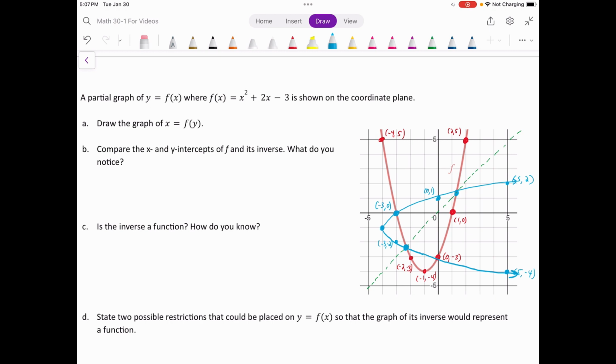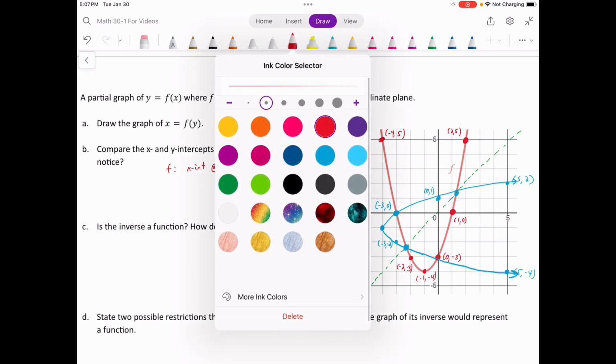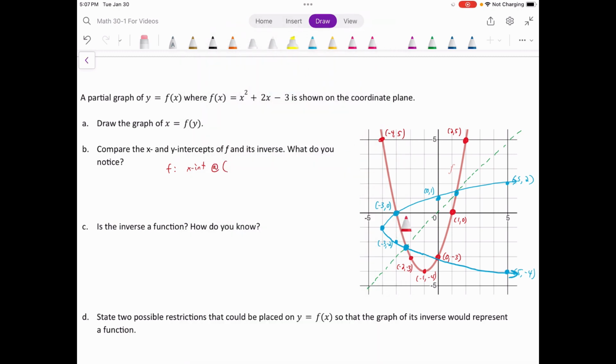First of all, let's find the x-intercepts of f and the y-intercepts of f. It has two x-intercepts, actually. It's got an x-intercept at, looks like, (-3, 0) and (1, 0), right? That's where it crosses the x-axis, two places, -3 and 1. Where's its y-intercept? Well, where does it cross the y-axis? Looks like it happens at (0, -3).